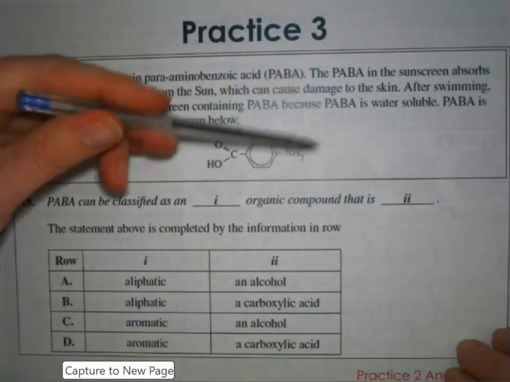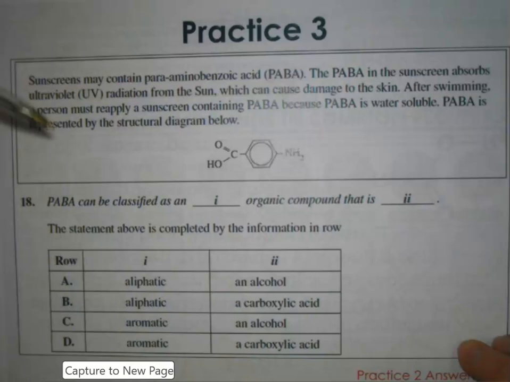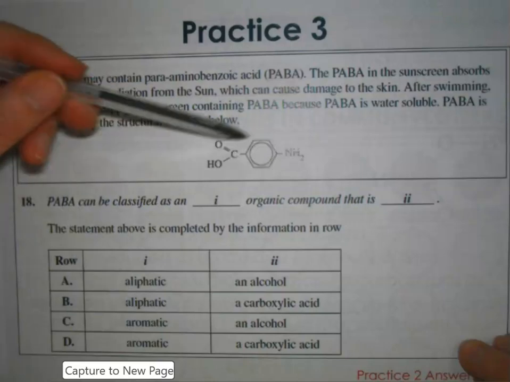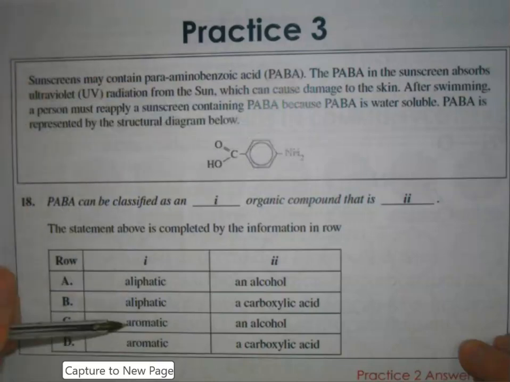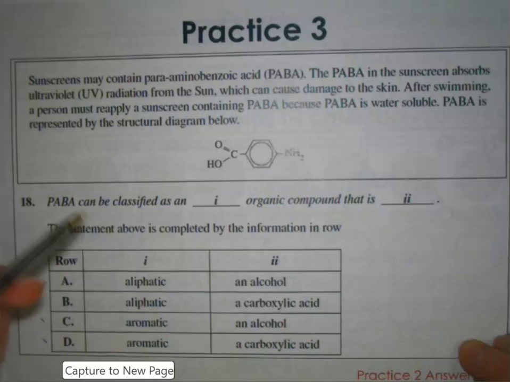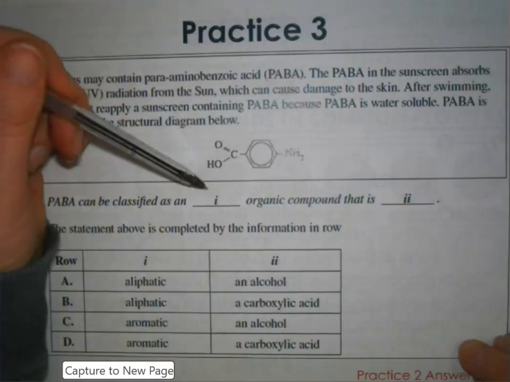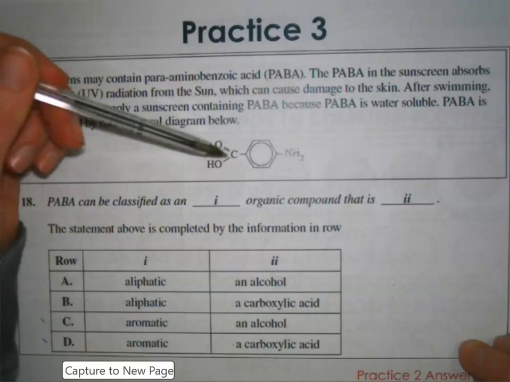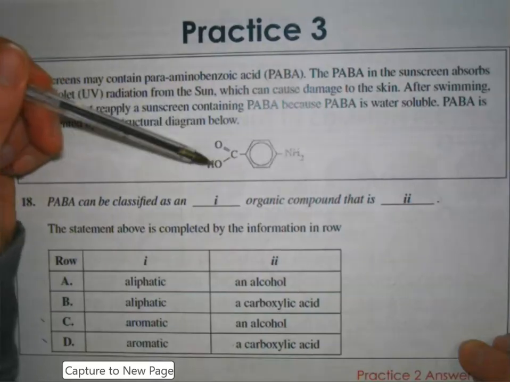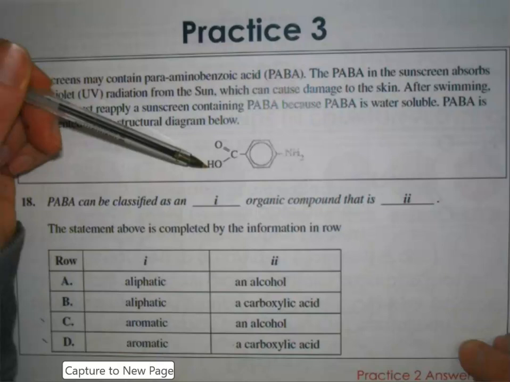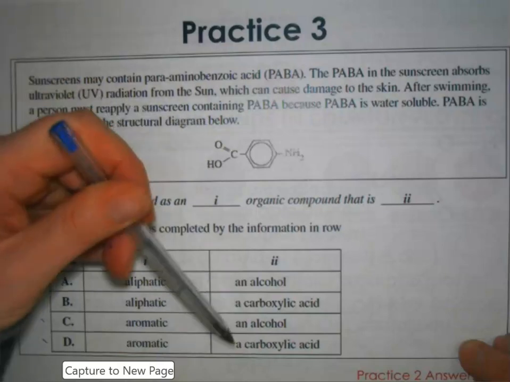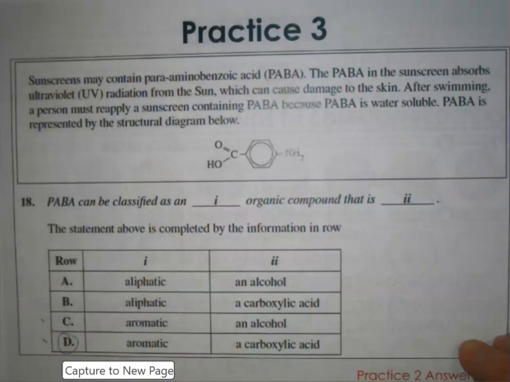We're given this structure of PABA, which is a component of sunscreen. PABA can be classified as, now here we see the benzene ring, so that means it has to be aromatic, so it's either C or D. So it's an aromatic organic compound that is an alcohol or a carboxylic acid. So if we look at this functional group here, we have the alcohol group, but because we also have this carbonyl, together that's a carboxyl group, which makes it a carboxylic acid. So we want to choose D for that one.